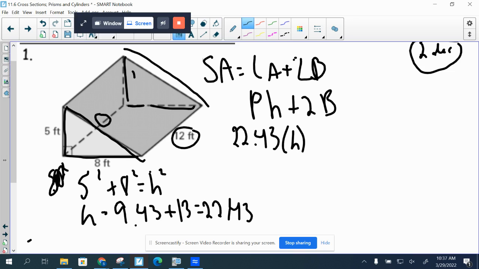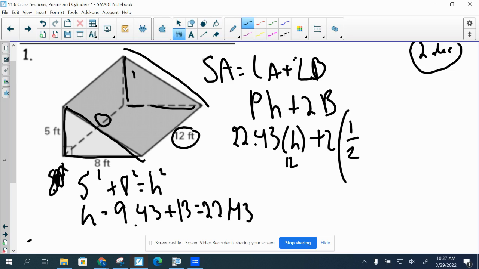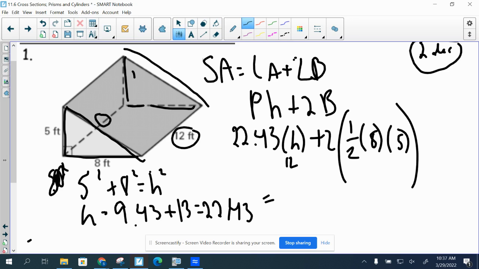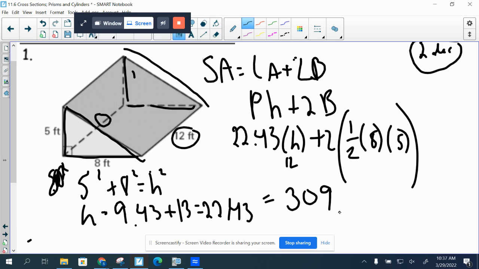So 22.43 times height. Oh, the height is 12, so that's just 12. Plus 2 times the area of the base, which is 1/2. Area of a triangle is 1/2 base times height, so 1/2 times 8 times 5, because 5 is the height of the triangle. If you plug all that into your calculator, you get 309.2 feet squared.